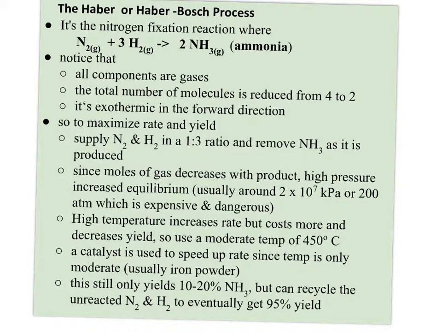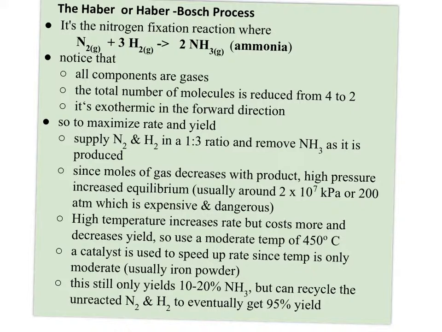And so what IB expects you to know is that given this reaction, N2 plus 3H2 yields 2NH3, you should be able to look at this reaction, not memorize it, and you should notice that all 3 components are gases. The total number of molecules is reduced from 4 on the reactant side to 2 on the product side. It's an exothermic reaction in the forward direction, and you'd be given delta H for this so that you know it's exothermic. And so they would expect you to be able to come up with some ways to maximize the rate and the yield.